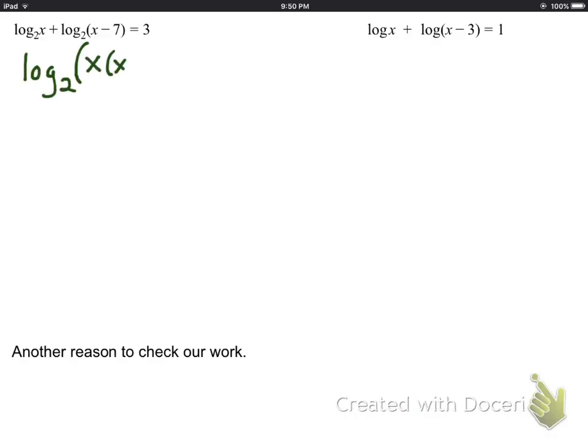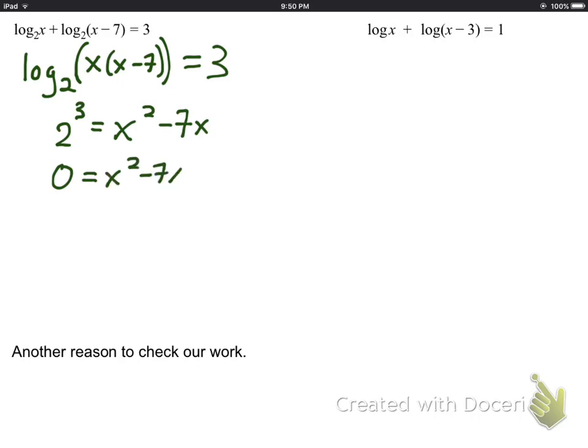Very last problem, save the hardest for last, of course. First thing we've got to do is use our log rules and combine those x's. There are many ways to solve these kinds of problems, but I'm going to show you one of the fastest. Once that's combined, now we can convert this to exponential form. So you have 2 to the 3rd equals this guy. Now you're going to notice I rearranged 2 to the 3rd as 8, so you just move 8 to the other side, and you have x squared minus 7x minus 8.